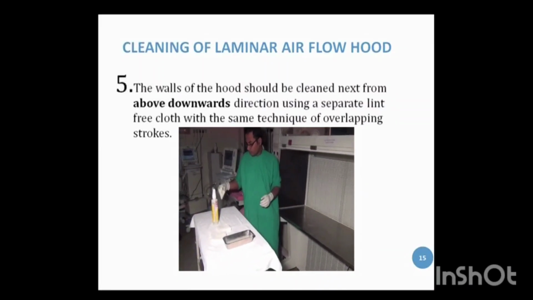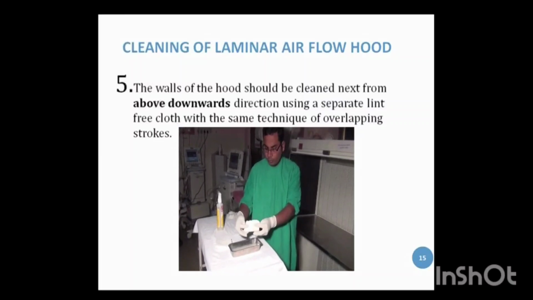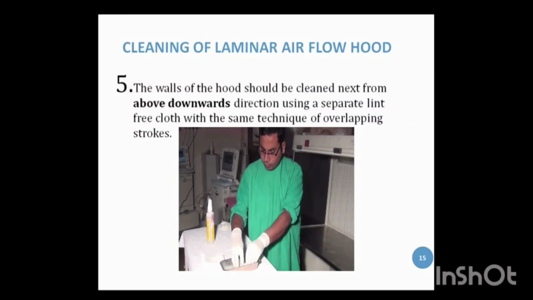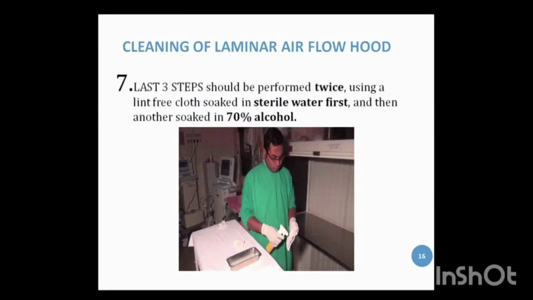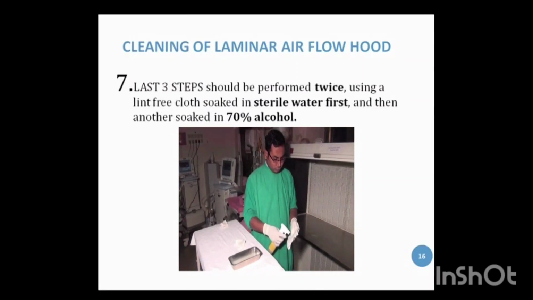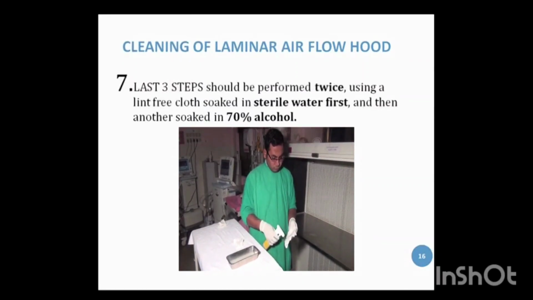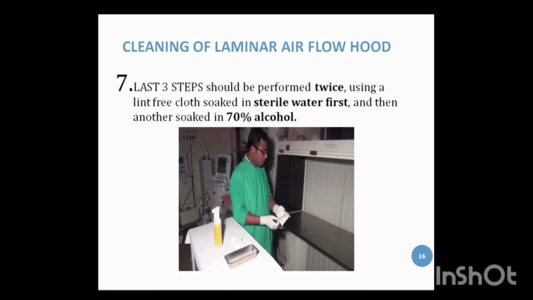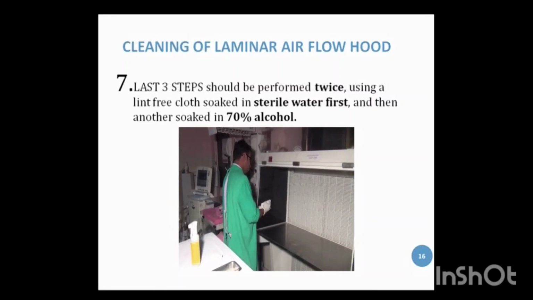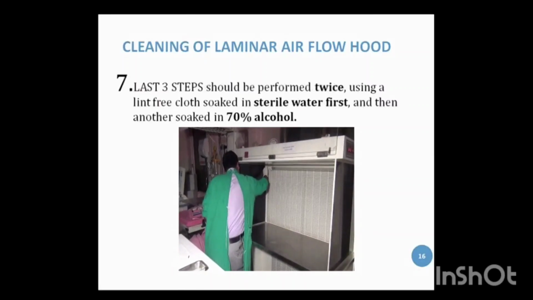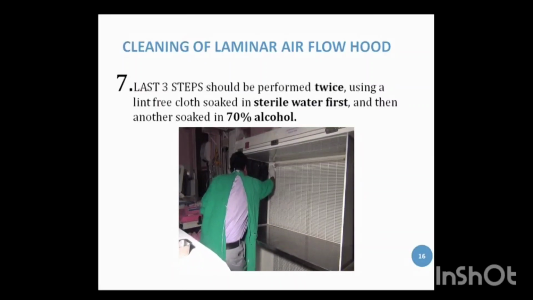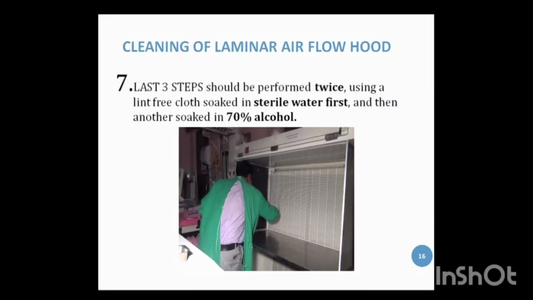The walls of the wood should be cleaned next from the above downwards direction using a separate lint-free cloth with the same technique of the overlapping strokes. Do the same now for step number 6 in case of the floor, that is cleaning it from back to front. The last 3 steps should be performed twice using a lint-free cloth soaked in sterile water first and then another soaked in 70% alcohol.